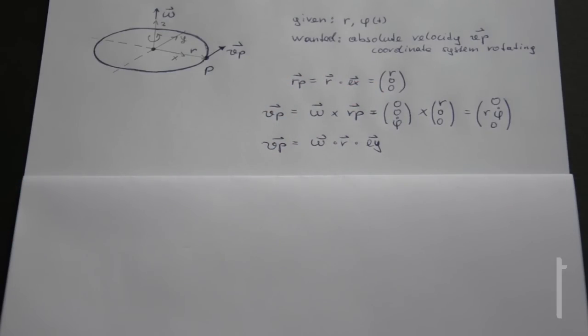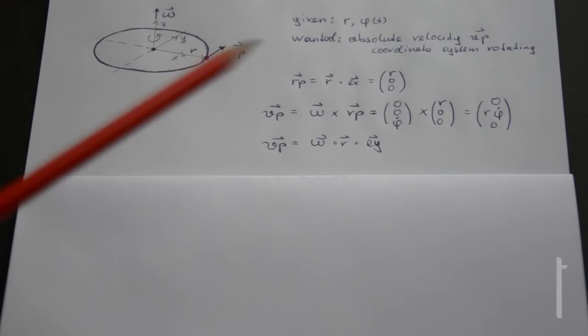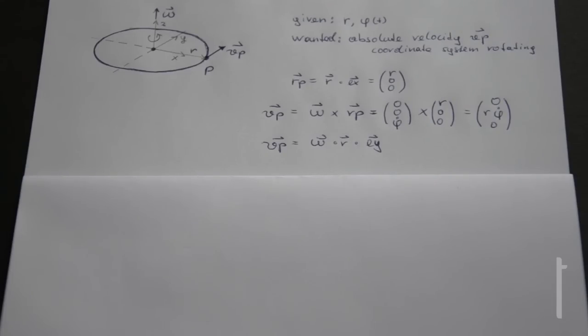The following is very important for the understanding of the difference between absolute and relative velocity. As I said, Rp is constant this time. So if we derive a constant with respect to time, it will give us 0 as a result. But the absolute velocity of P is not 0.